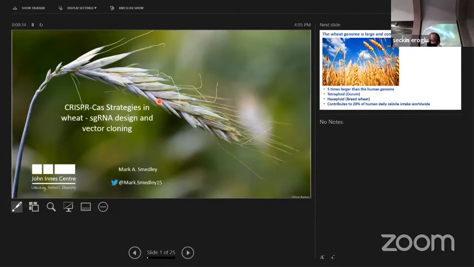Brief information. Now, our next speaker is Mark Smedley. He's joining us from our Genome Chapter. He has been transferring plants for a very long time. We are really good at wheat and barley transformation. So today he will give us a brief example, like a case study on RNA design and cloning.